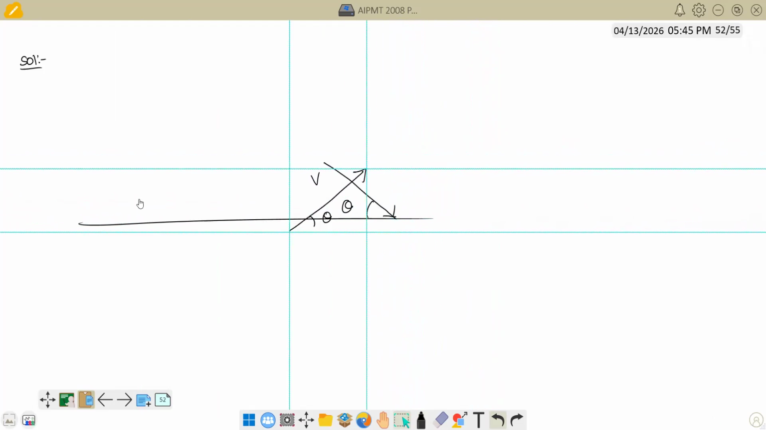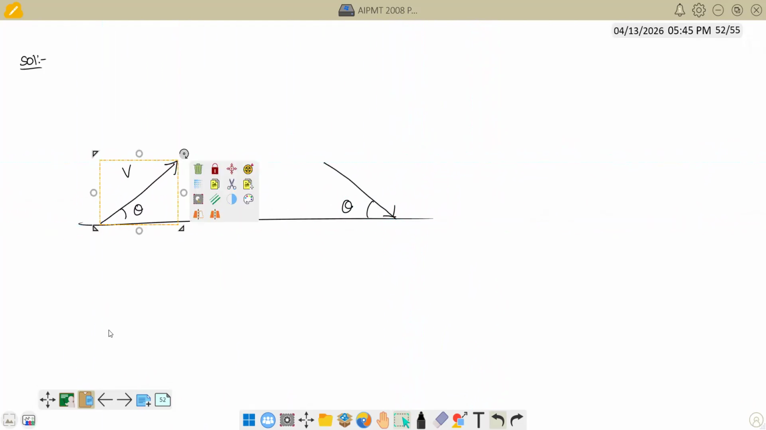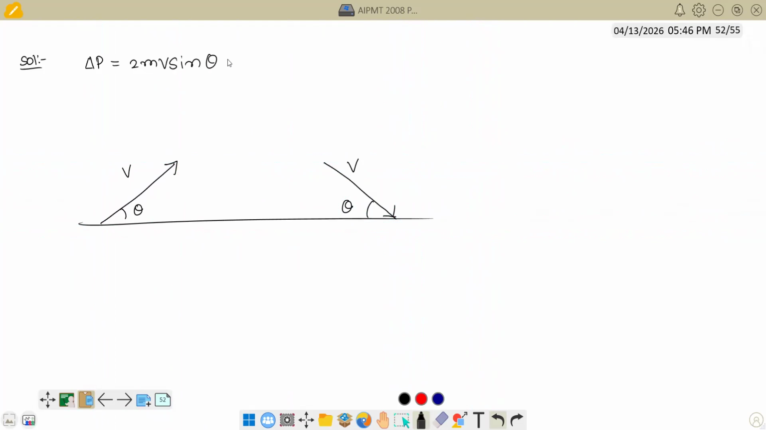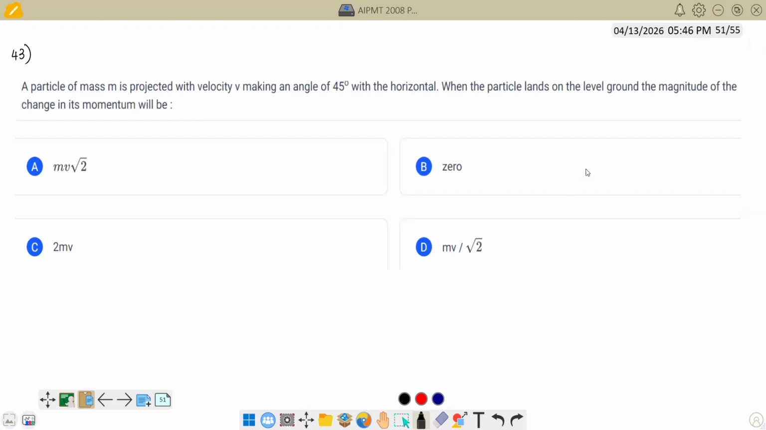It hits with V and it bounces back with V. So since it is similar to the ball hitting the wall model, you should know that the change in momentum would be equal to 2 mv sine theta, where theta is the angle with the wall. Then you can directly do it in one step, 2 mv into sine 45 degrees. Sine 45 degrees is 1 by root 2. So 2 mv into 1 by root 2, you'll get root 2 mv. So the correct answer would be root 2 mv, which would be option E.